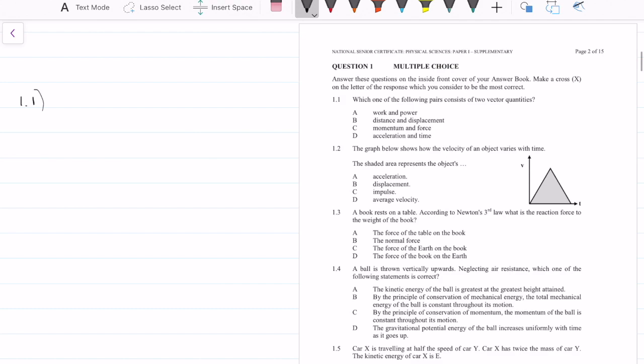So the question asks us to find the two vector pairs. So first we need to know what a vector and what a scalar is. A vector is a physical quantity that has both magnitude and direction. It needs to have these two things. The opposite of this is a scalar, which only has a magnitude.